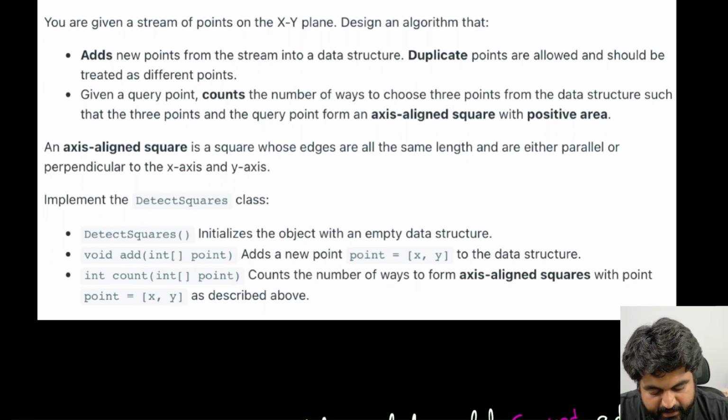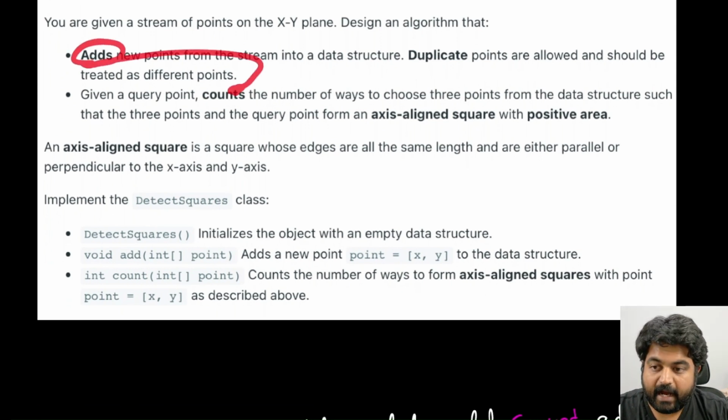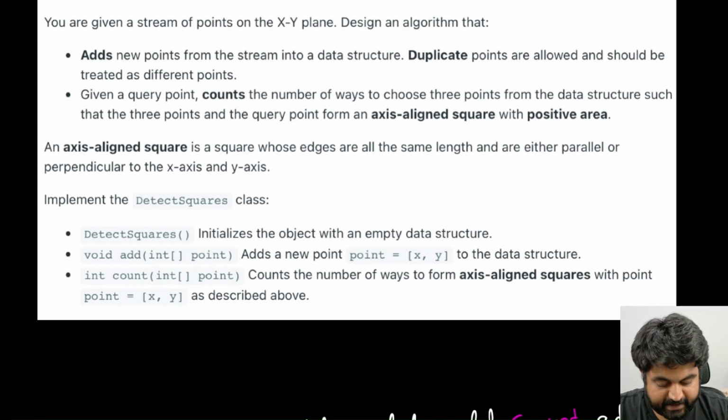Second, given a query point, we need to implement a method called count, where we are given an xy point, and we need to determine, out of all the points that we have added so far, whether we are able to generate any squares. And if we can, we need to determine the total number of squares we are able to make using that particular point and all the other previously received points.